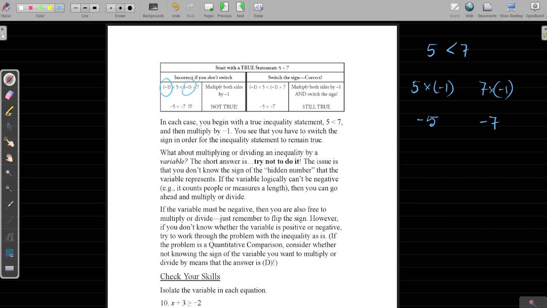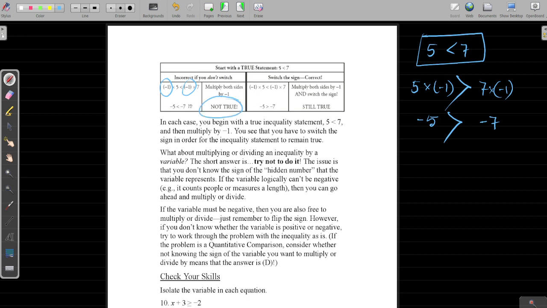So now, is minus 5 less than minus 7 or greater than minus 7? Yes, of course, minus 5 is greater than minus 7. That's why the sign is this way. Firstly our sign was 5 less than 7, but lastly the sign is reversed. That means minus 5 is greater than minus 7. That's why you need to change the sign. So our answer is correct.